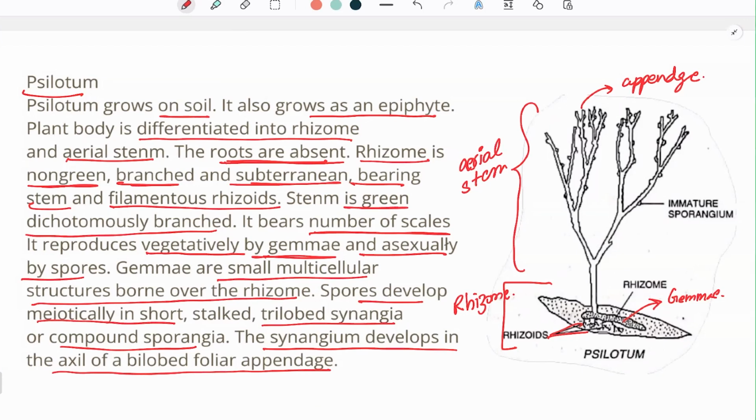In the next session, we will look into Lycopsida, Pteropsida, and Sphenopsida, and some other important points related to pteridophytes. Thank you so much.